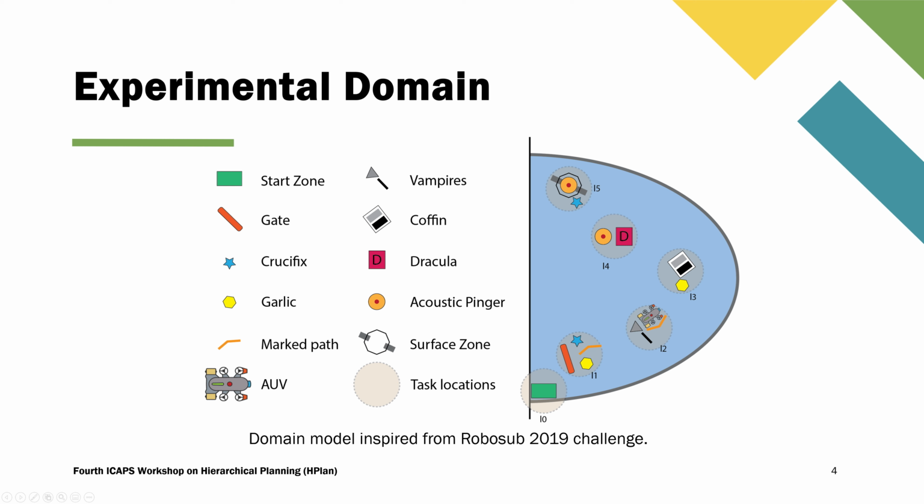Before I show the results of our approach, I would first like to quickly introduce the planning domain we used for our experiments. This domain is called the RoboSub domain, and it was inspired from an actual robotics competition, the RoboSub 2019 challenge. In this challenge, teams had to develop an autonomous underwater vehicle, AUV, that performs various tasks. The challenge modeled an imaginary underwater realm where our robot had to perform multiple tasks like picking up garlic, crucifixes, slaying vampire, decapitating and staking Draculas, etc.